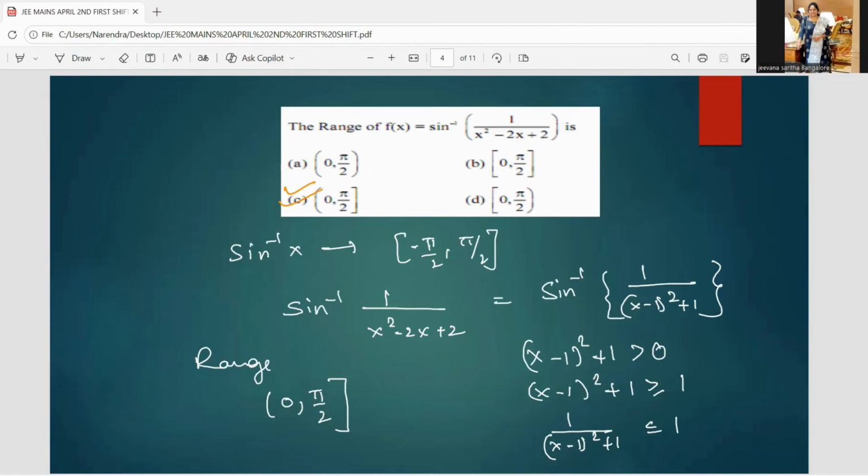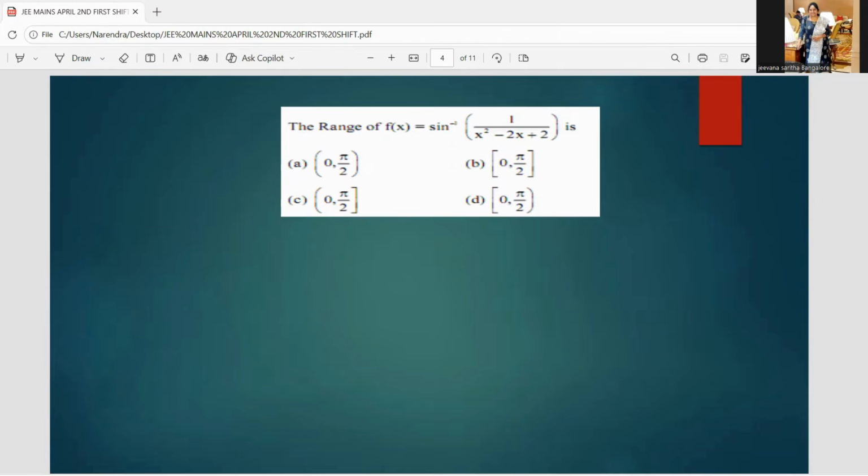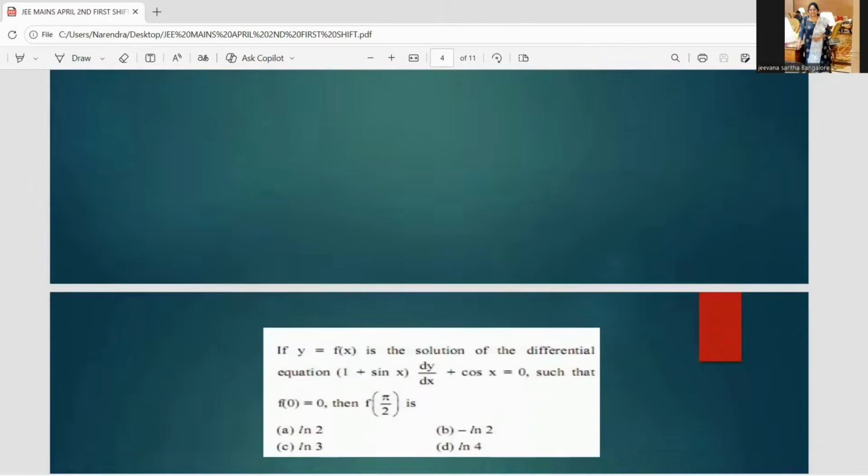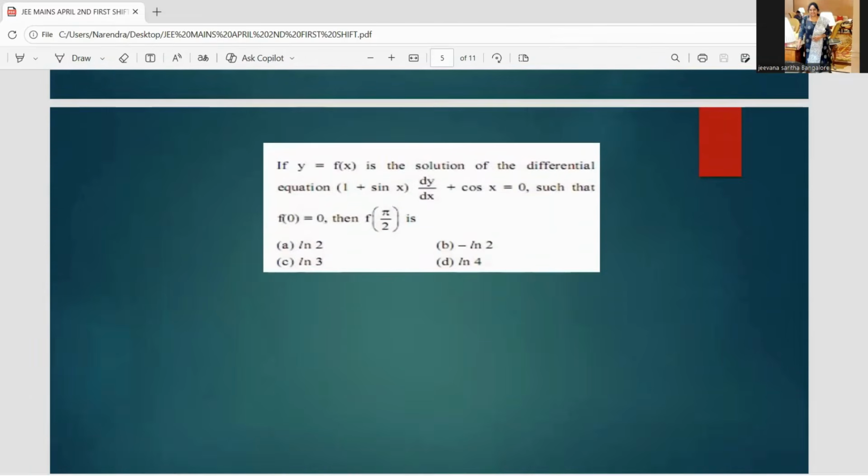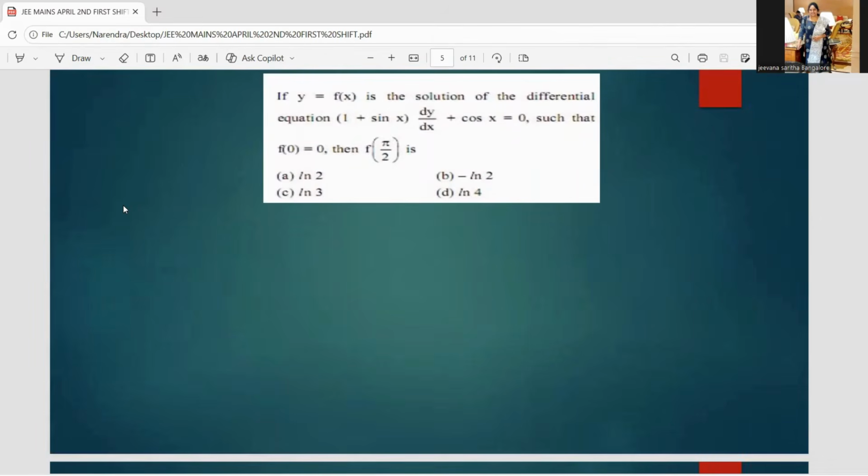Let's see the next one. This is going to be a very simple and straightforward question. The first concept while solving the differential equation is the separable method. I guess this is also a scoring question.